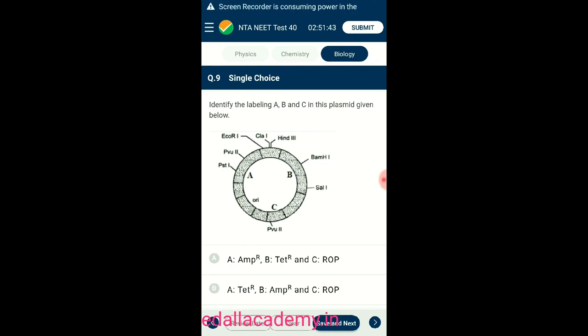pBR322 is one of the standard cloning vectors widely used in gene cloning experiments. This vector has been engineered by inserting genes for antibiotic resistance. It is named after Bolivar and Rodriguez who prepared the vector. So the correct answer for this question is option A. Part A represents ampicillin resistance, part B represents tetracycline resistance and C represents ROP. So the correct option is A.